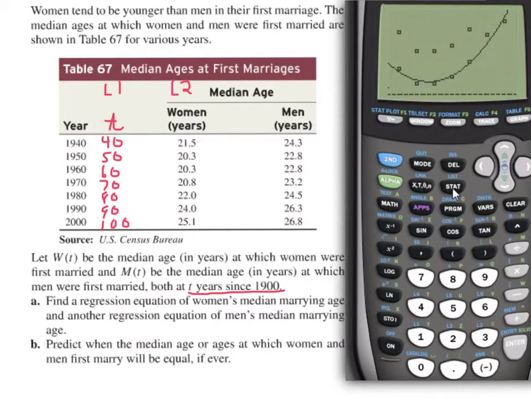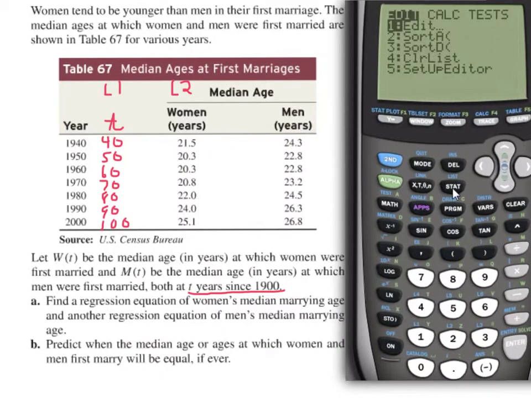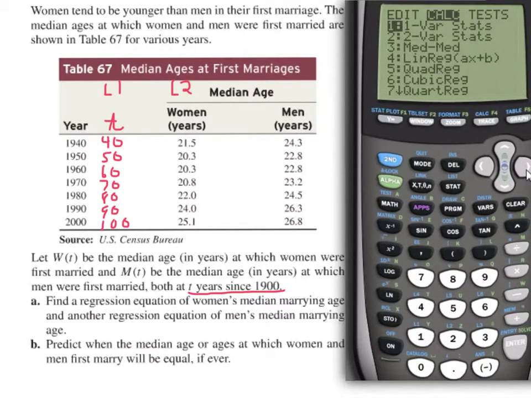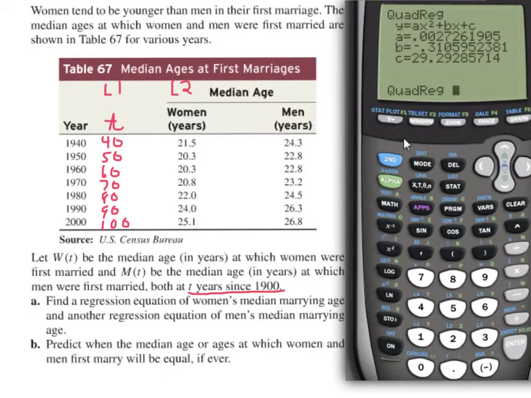Now to get a regression for the men's data, we're going to hit stat, then go to calculate, and then down to quadratic regression. This time, since we're doing L1 versus L3, we have to indicate that. So we'll do second 1 for L1, and then a comma, and then second and then 3 for L3, and then a comma. And then I'm going to store the answer into y2.